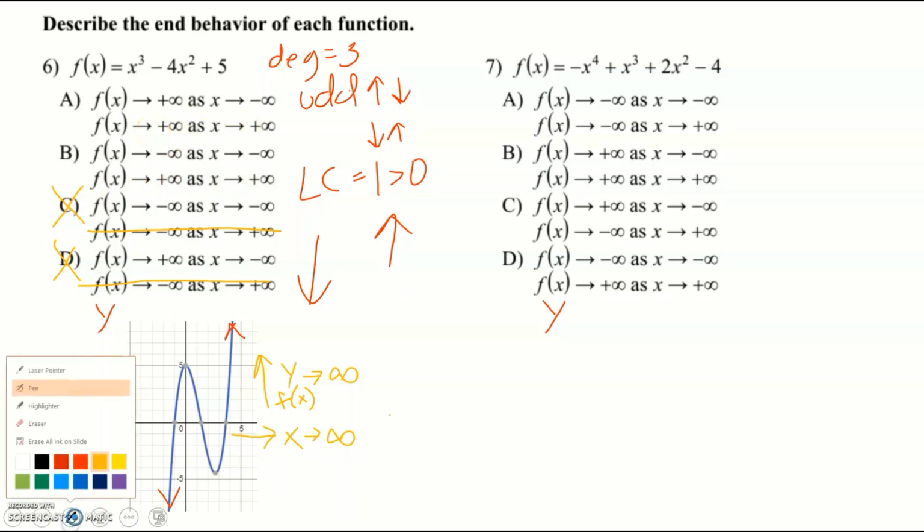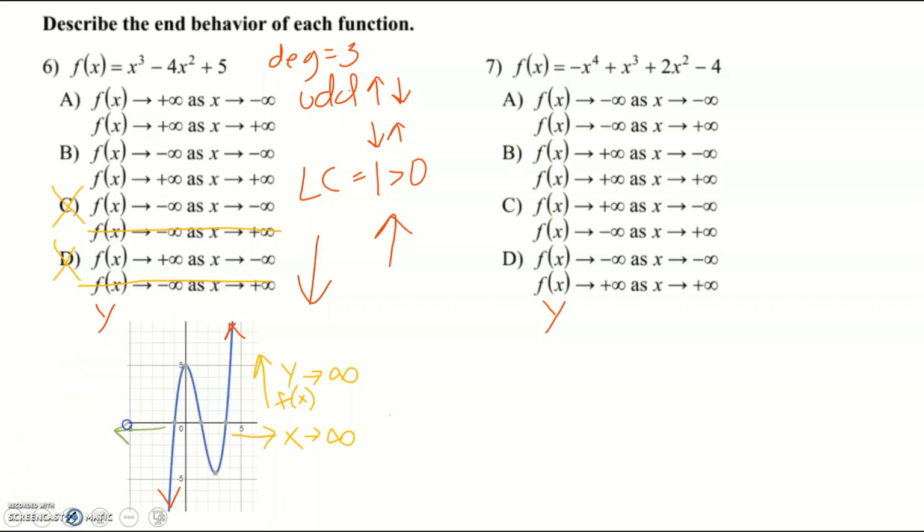If we look at the other side, right, as x goes to negative infinity, as x gets really small over on the left, our graph is going down, right, so y or f of x is going to negative infinity. So as x goes to negative infinity, f of x goes to negative infinity. So it looks like B is going to be the correct choice because A, as x goes to negative infinity, f of x does not go to infinity. So A would be wrong. So that's our answer for number 6.